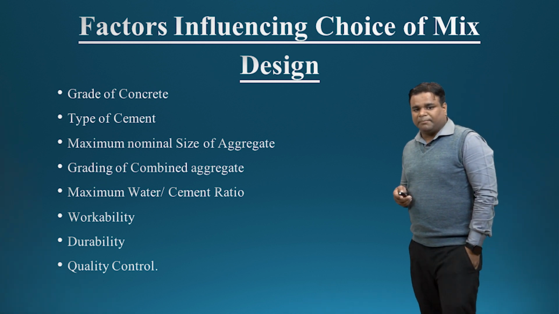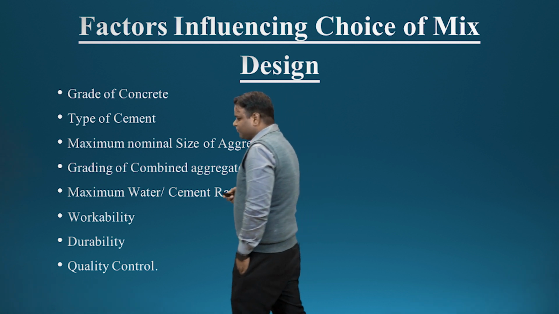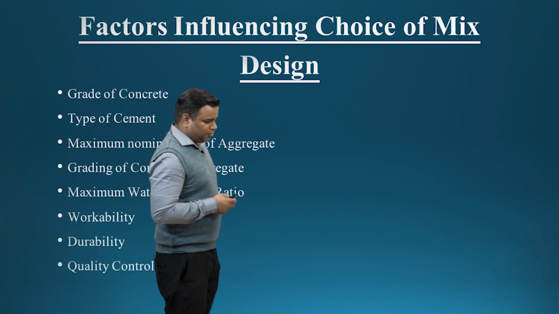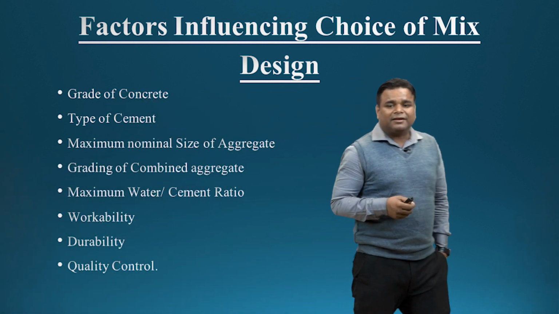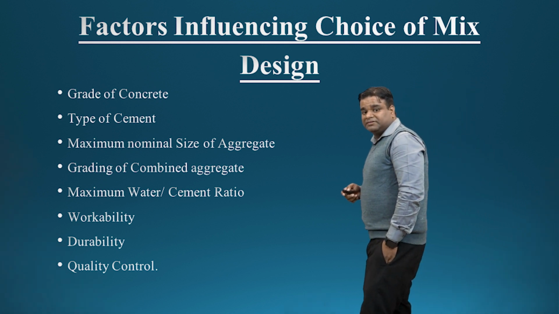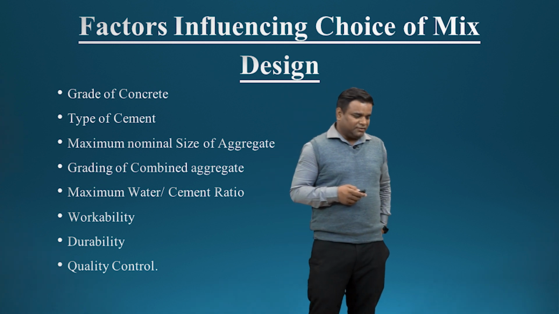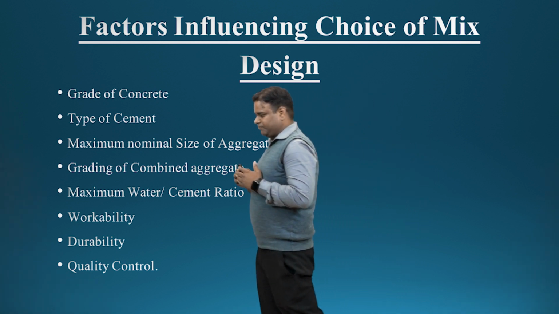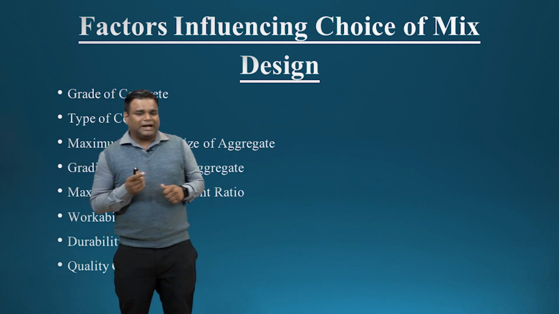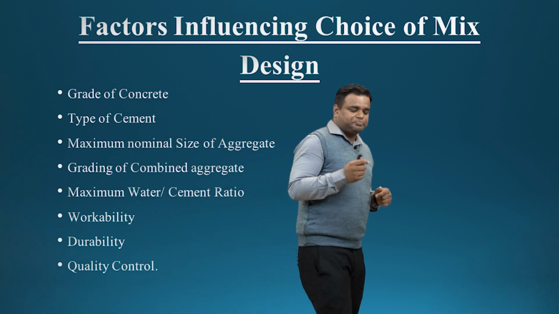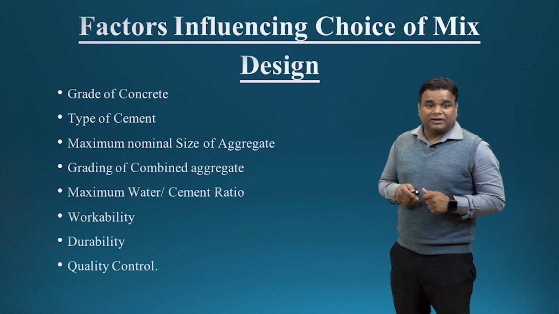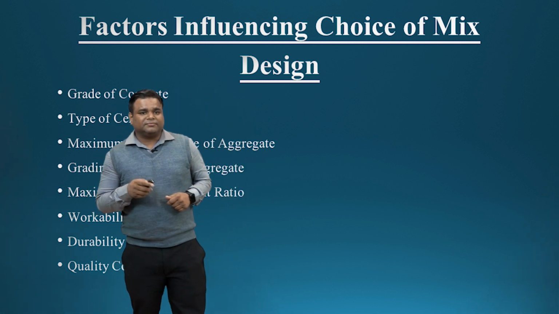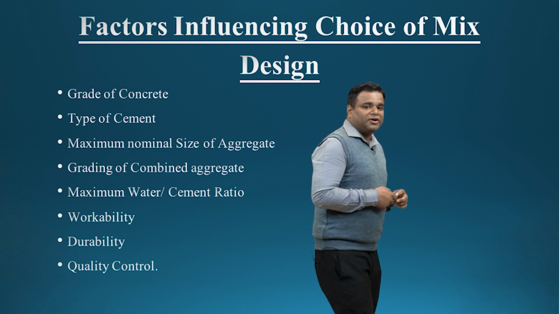Second, the grading of the combined aggregate. Grading of aggregate is also very important. If you are using single size aggregate, the packing density of concrete is not good. So to get the packing density of the concrete, we have to use graded aggregate. Then the maximum water cement ratio is very important. We have to see in which exposure condition what the maximum water cement ratio is, as given in the IS codes. That you will get in the IS 456 code. Then workability is also very important, as are durability and quality control. These are some factors which can influence the concrete mix design.